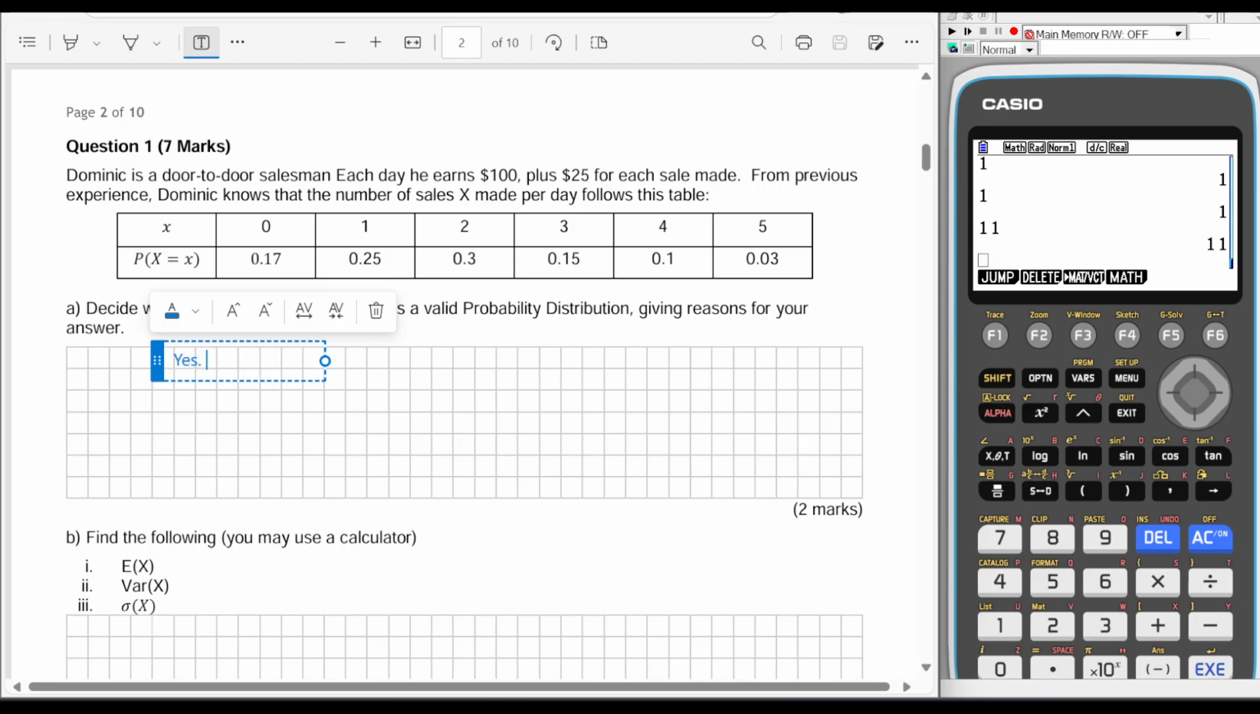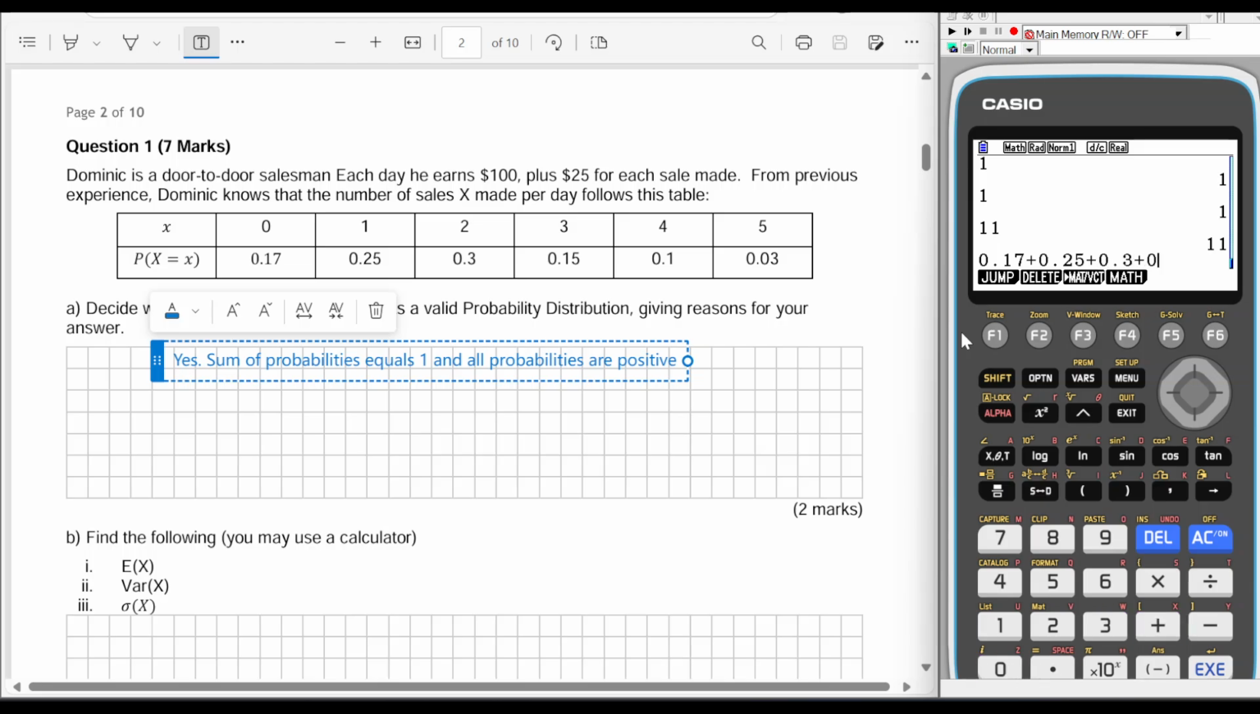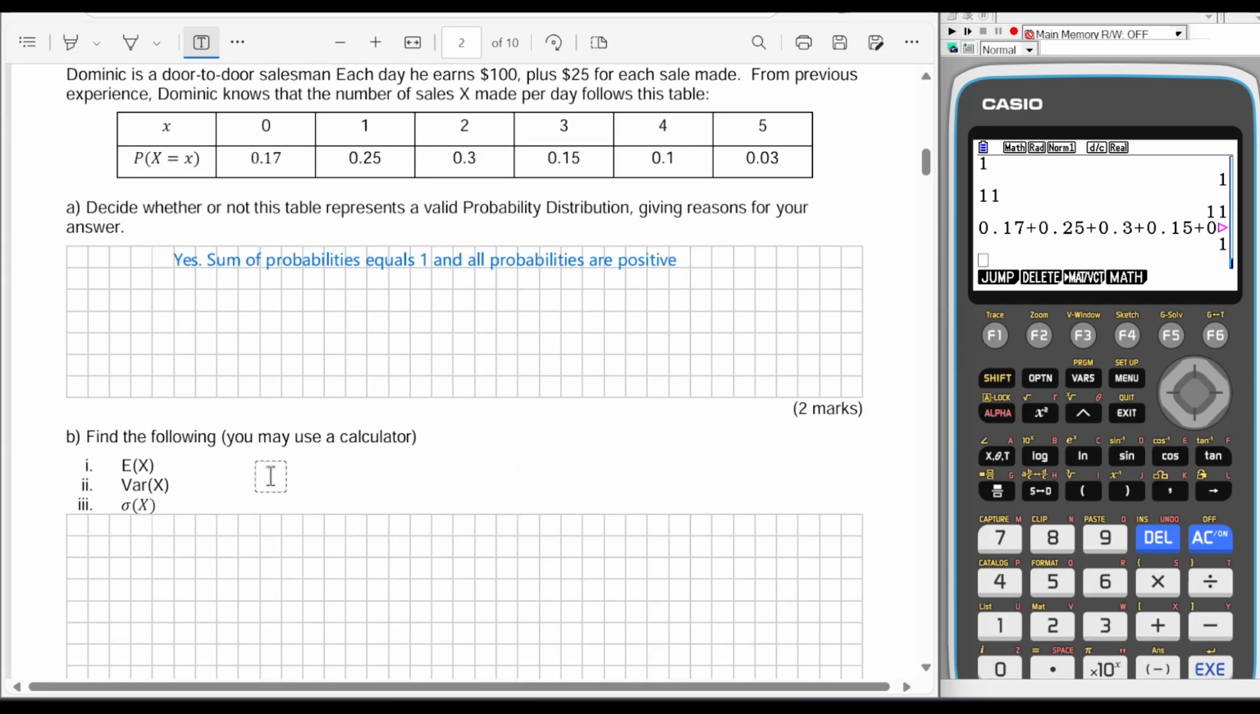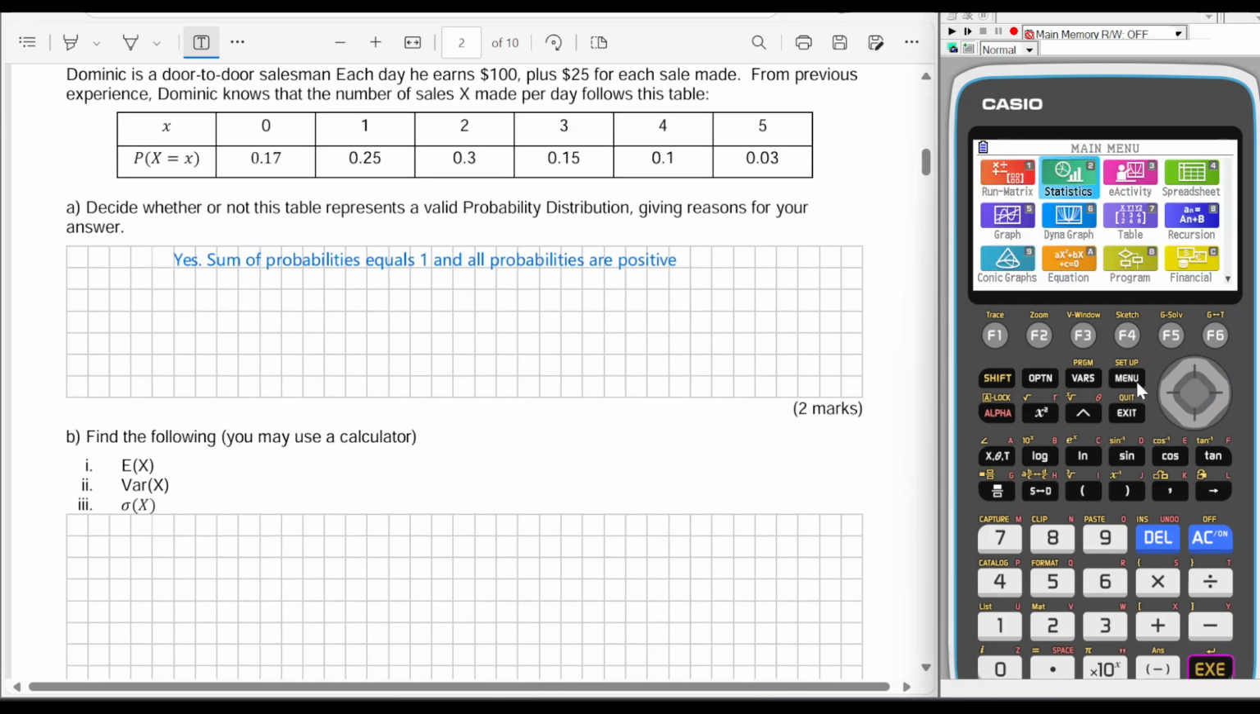So yes, sum of probabilities equals 1, and all probabilities are positive. So you probably should actually check. So if we go 0.17 plus 0.25 plus 0.3 plus 0.15 plus 0.1 plus 0.03, yes, indeed, it does equal 1. So that's good. Next thing we need to do is find these values here.